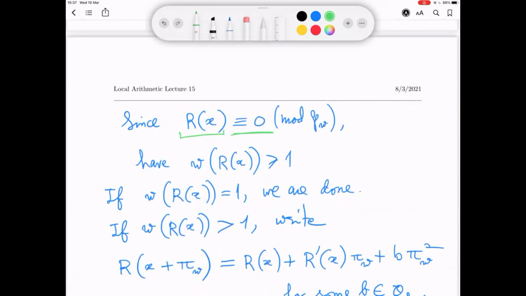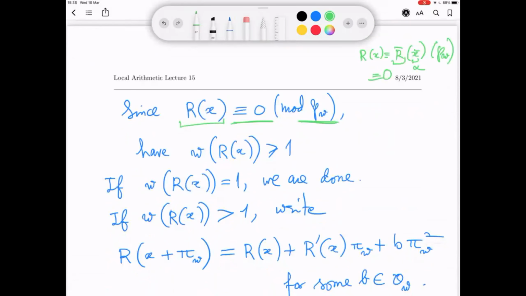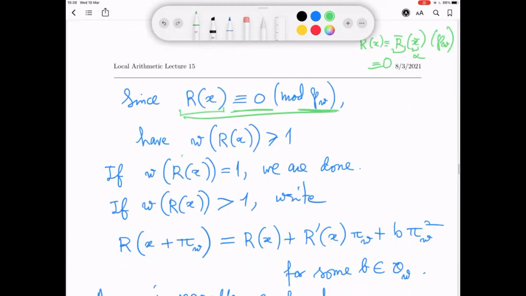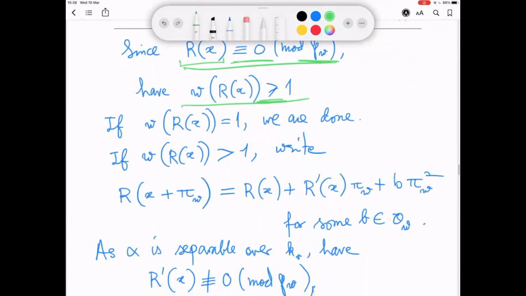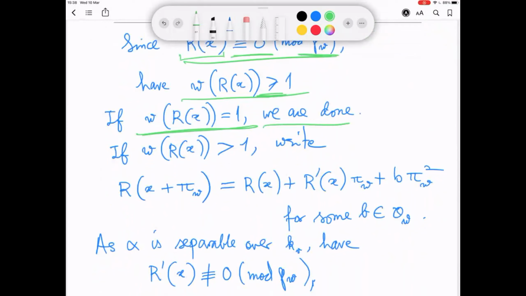Now what is R(X) congruent to modulo P_W? R(X) is congruent to R bar of X bar modulo P_W, right? But R bar is the minimal polynomial of alpha and X bar is alpha. So this is congruent to zero. And that is what is being said here. So the valuation of R(X) has to be strictly positive. Now, if it is equal to one, we are done because we are claiming that R and X can be chosen so that R(X) is a uniformizer of L.